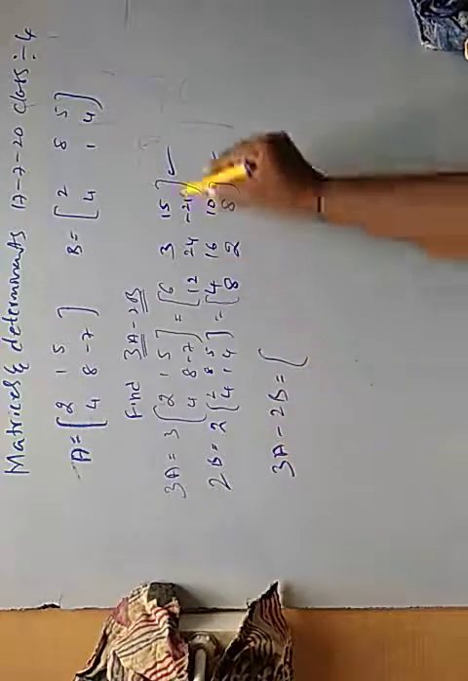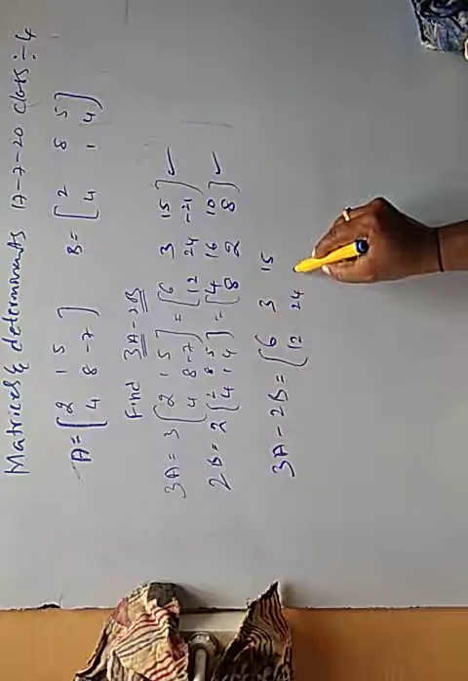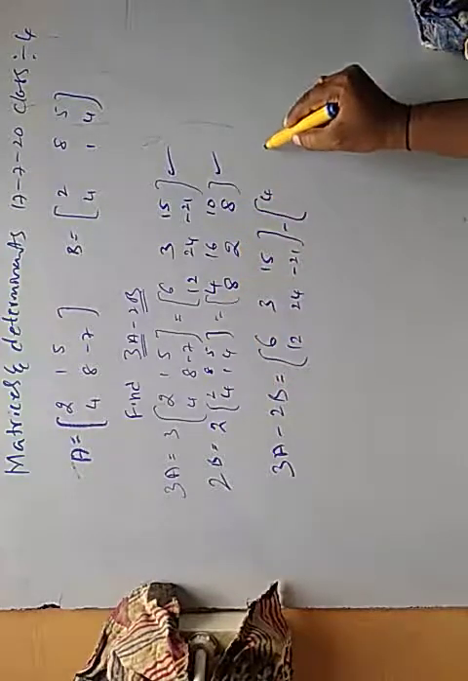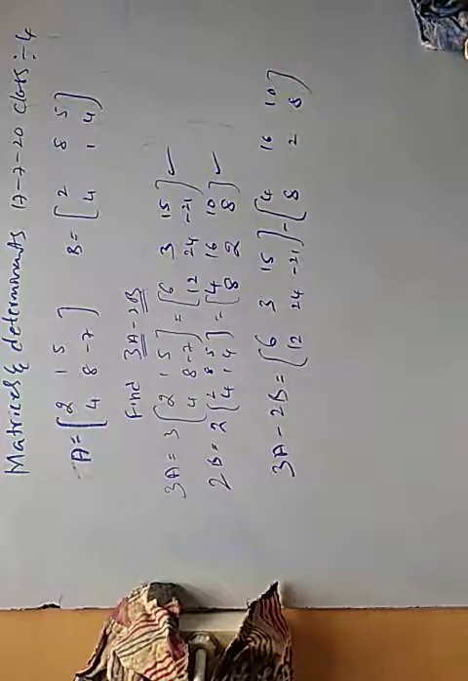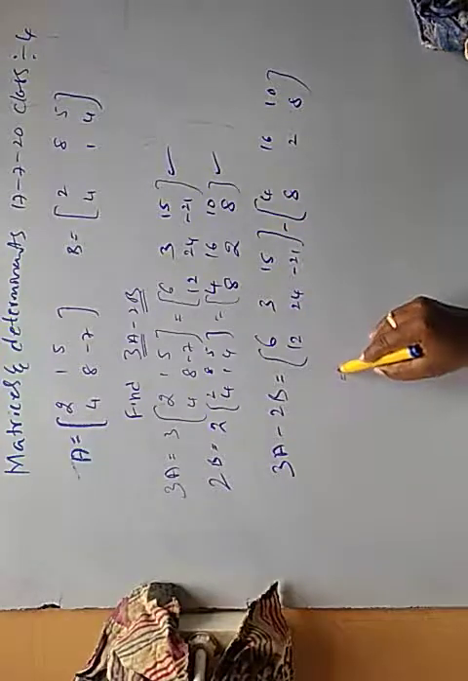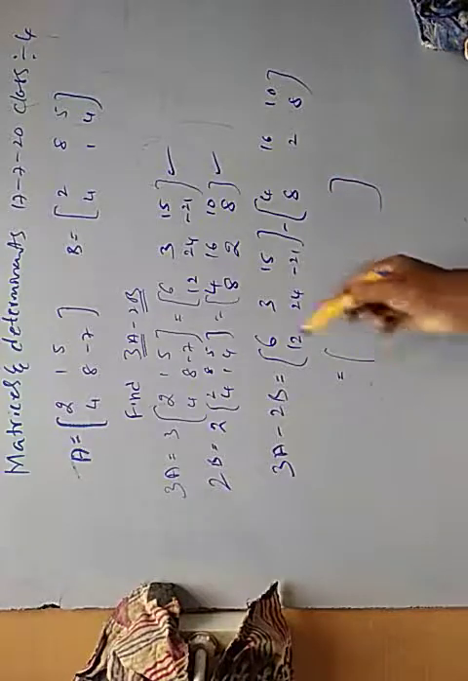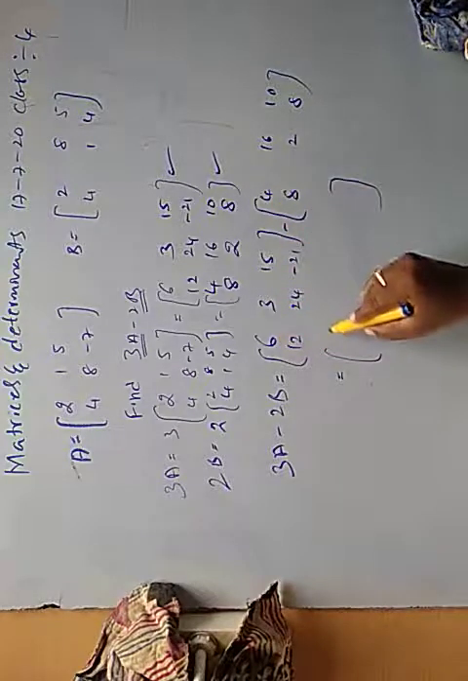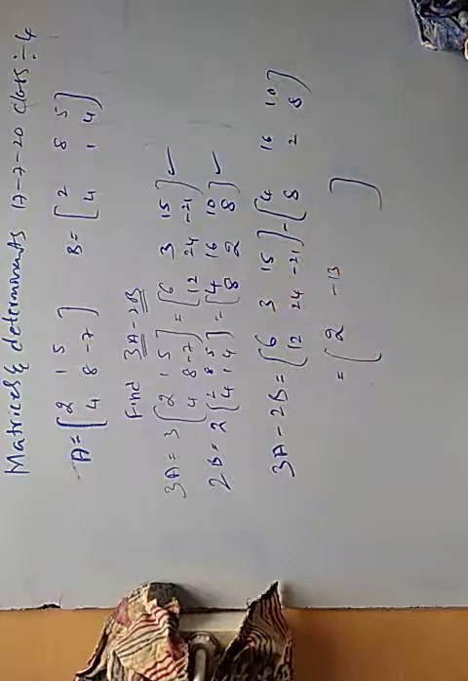That equals 3A, 6, 3, 15, 12, 24, minus 21, minus 2B, 4, 16, 10, 8, 2, 8. They are of the same order, so we can subtract, subtracting corresponding elements of these two matrices. The corresponding element of 6 in the first matrix is 4. 6 minus 4, 2. 3 minus 16, minus 13.